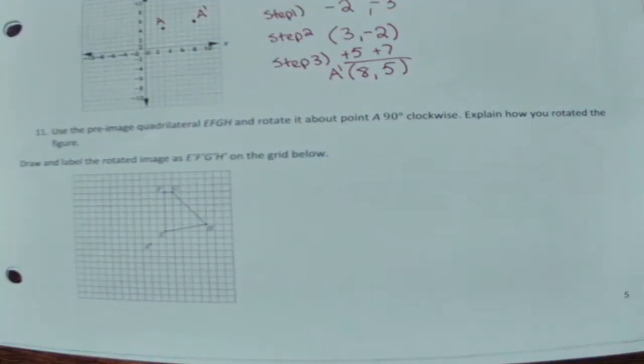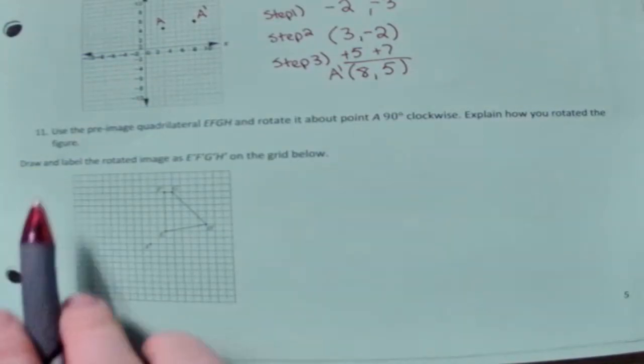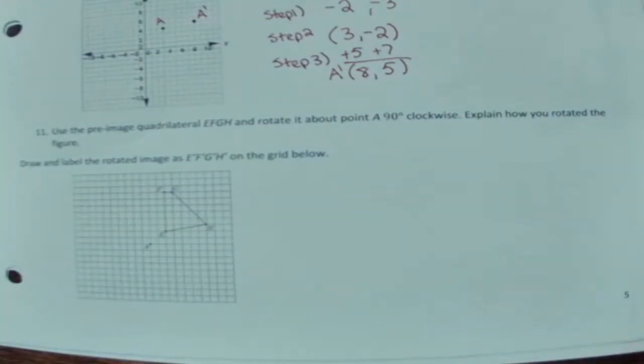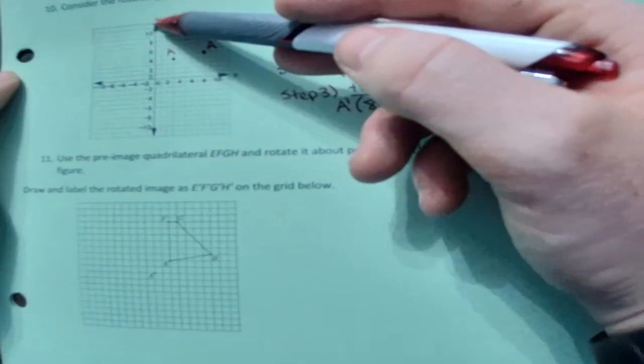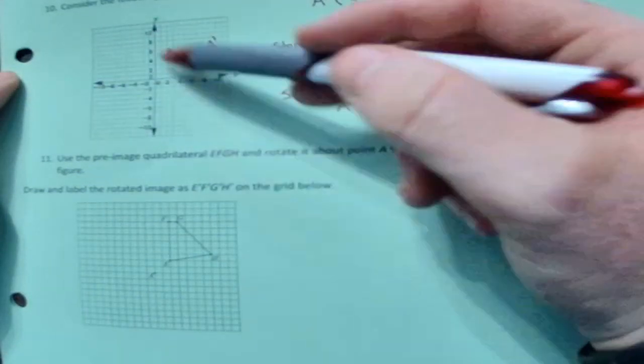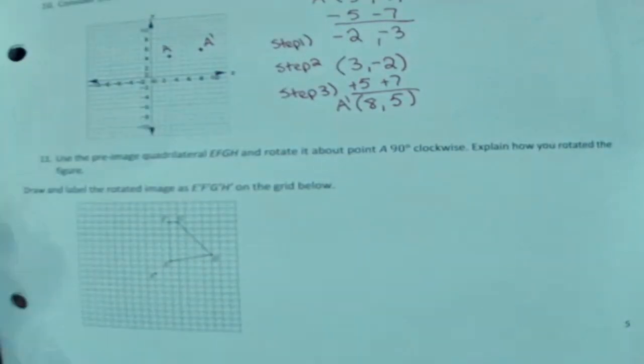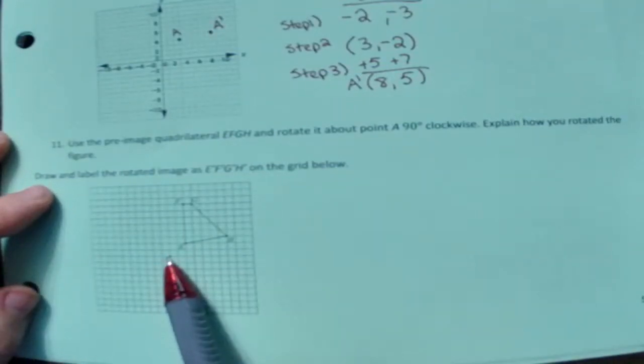So the last one I'm going to show you in this video is number 11 on page 5. It wants us to use the preimage quadrilateral EFGH and rotate it about point A 90 degrees clockwise. Explain how you rotated the figure. Draw and label the rotated image as EFGH prime on the grid below. So typically, like if we looked at the one above it, we already have an X and a Y axis. Now, in this one, you notice we don't have that. So technically, we don't know the values.